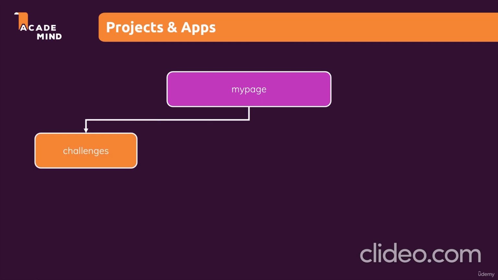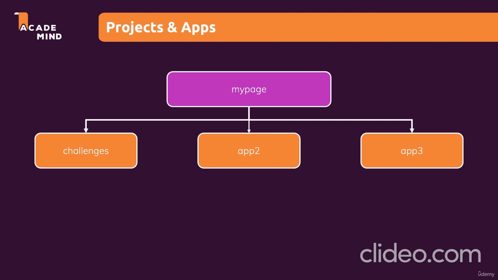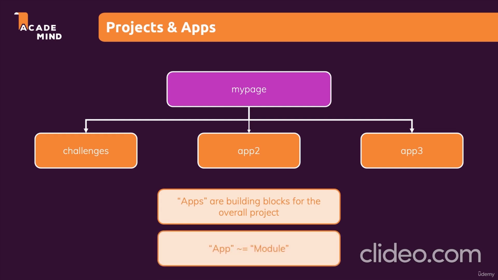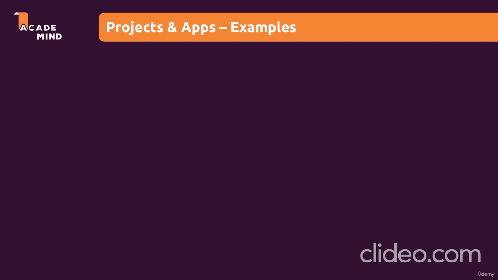So we, for example, created the challenges app, but we could create more apps in one and the same project. So all these apps would coexist in this My Page project. And apps, therefore, simply are the building blocks that form this overall project. And we could translate the name app here with module. Since app sounds like a big standalone thing, it actually turns out that even a part of a bigger application could be an app in the Django world. And let me give you a couple of examples for this.